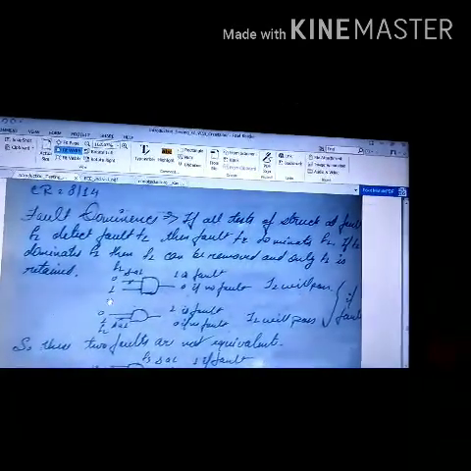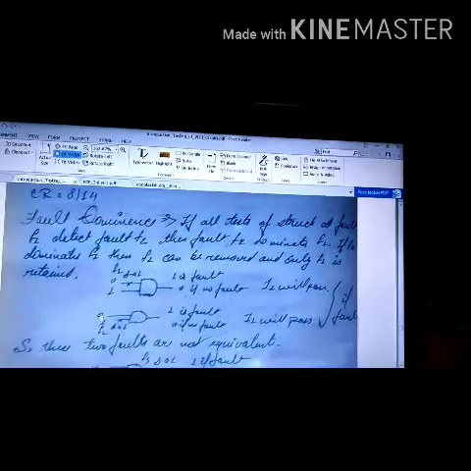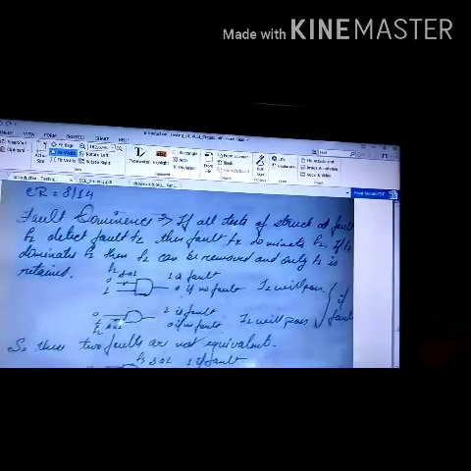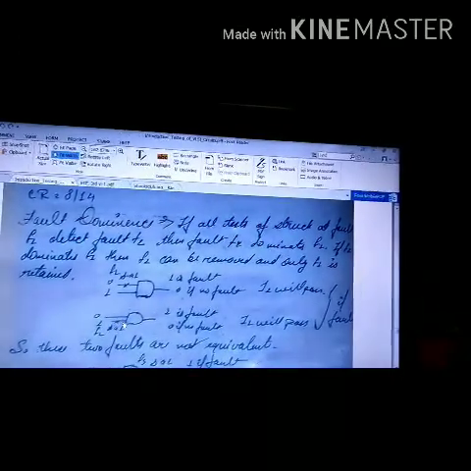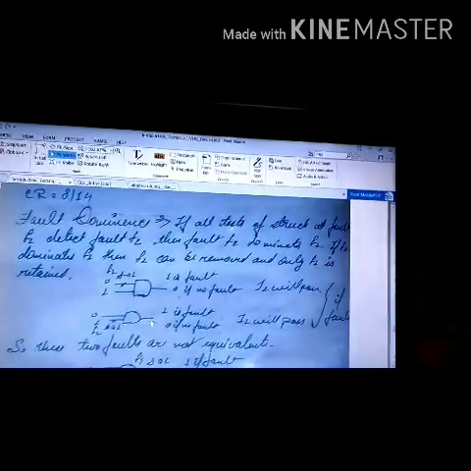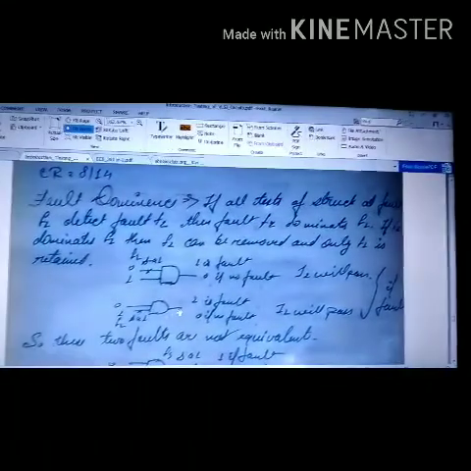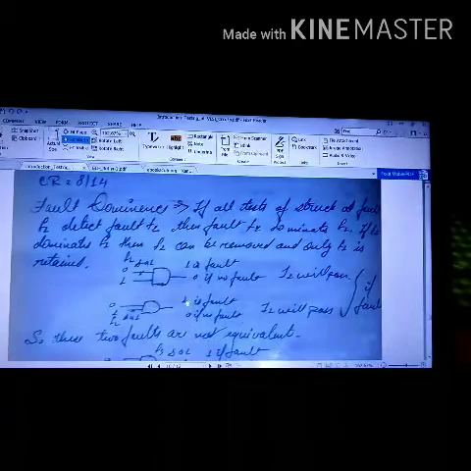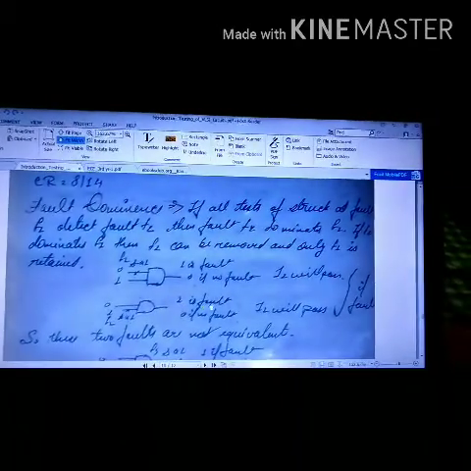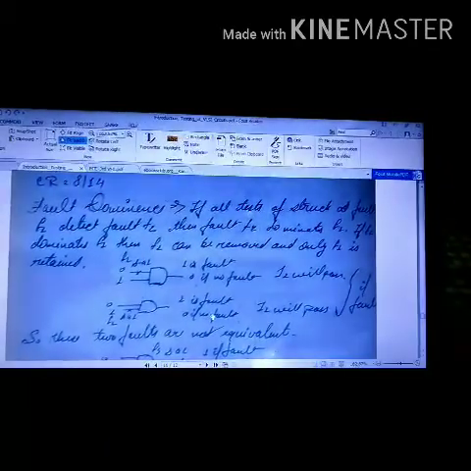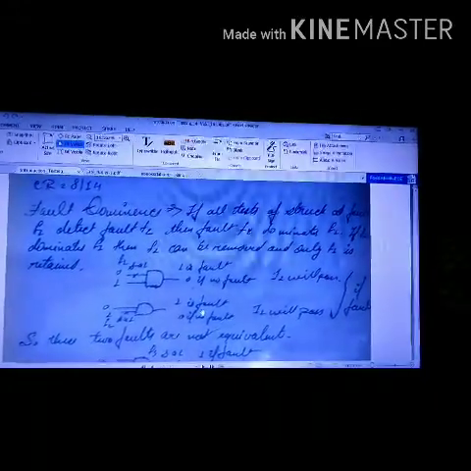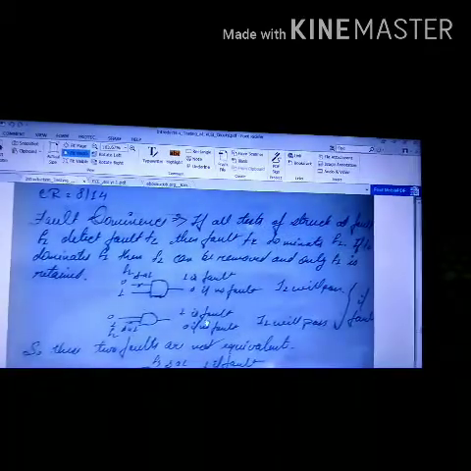Now let me take another example. This is 0 here, this is 1 here again. This is normal, this is stuck at 1, and I have to check the output. So if this is stuck at 1, that is fault 2. For a faulty case the output is 1 and for the normal case the output is 0, and I1 will pass. So these two faults are not equivalent actually.